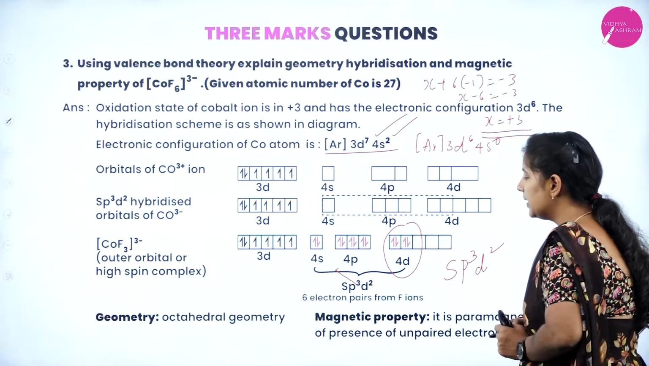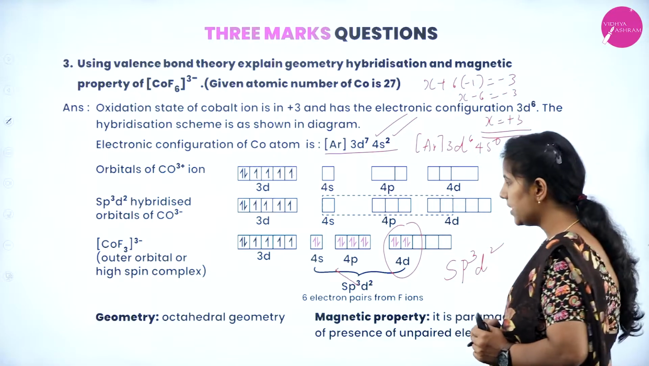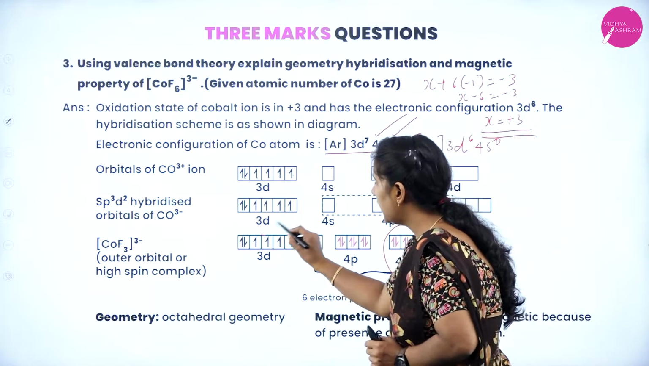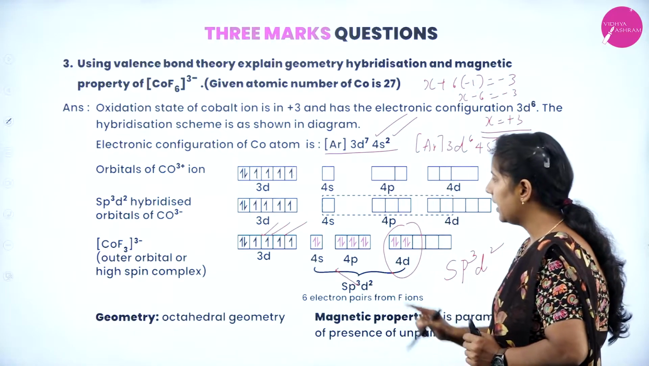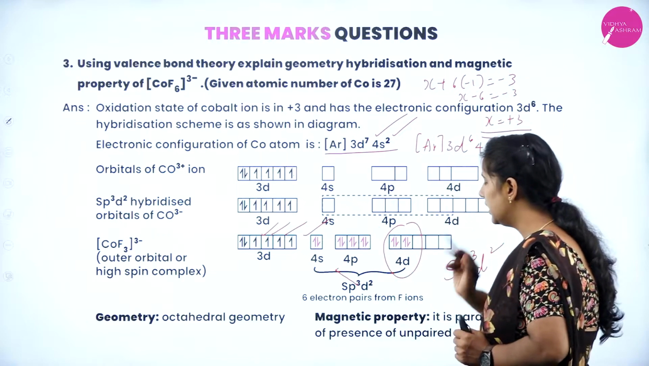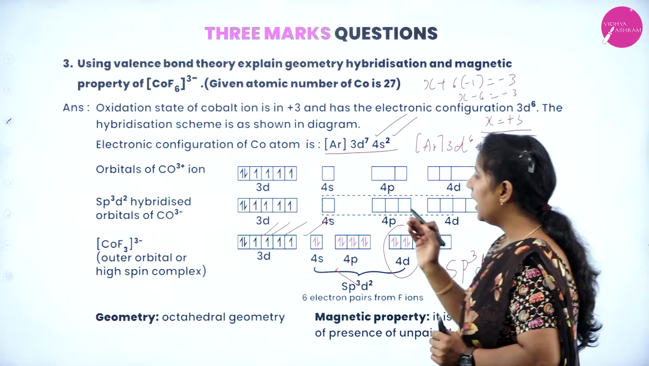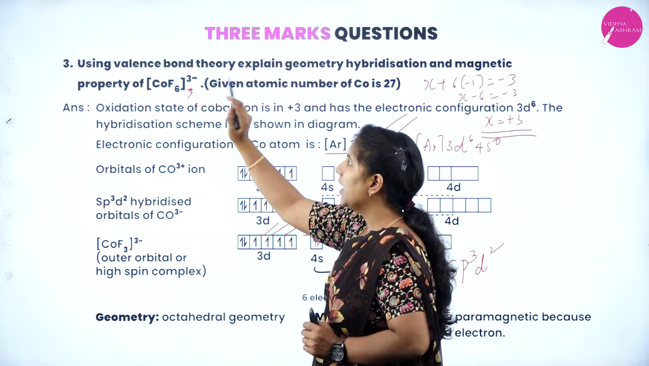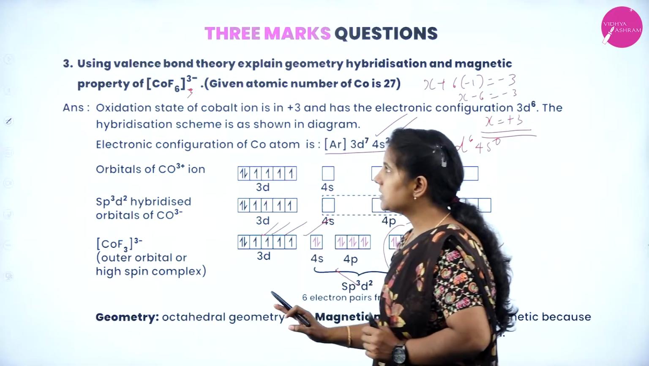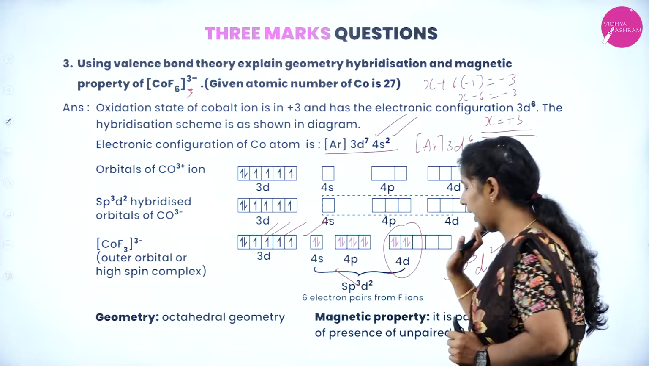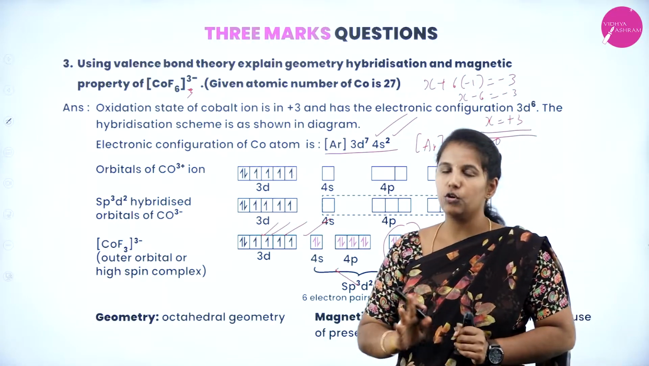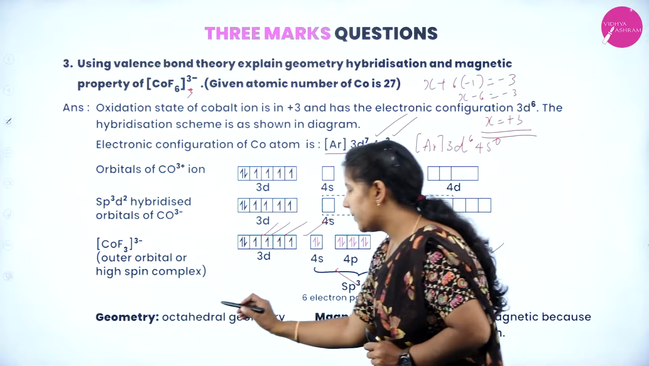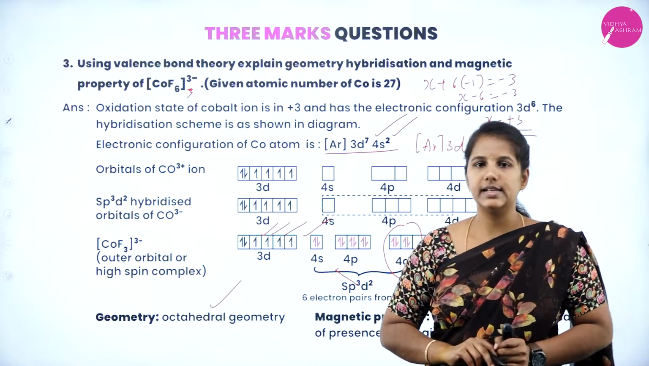So it is sp3d2 hybridization, and you can see that there are 4 unpaired electrons. Since there are 4 unpaired electrons, it is paramagnetic in nature, and also you can see that there are 6 ligands. If the ligands are 6 and the hybridization is sp3d2, definitely the complex will be octahedral.